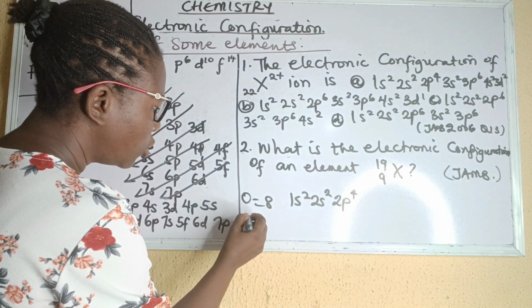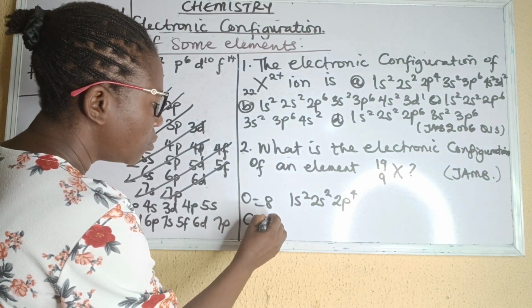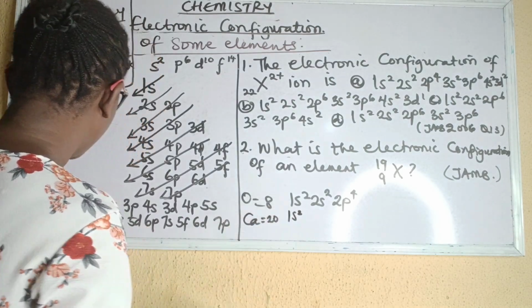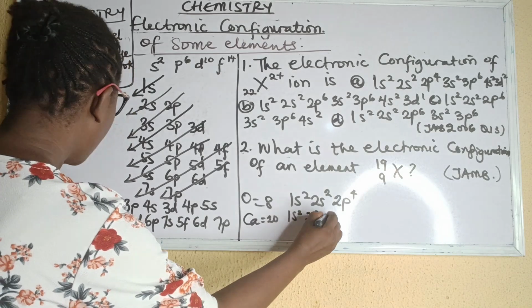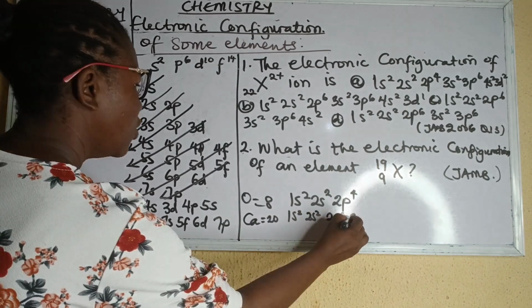To write that of calcium, for instance, calcium, which is 20, we have 1s2 followed by 2s2 followed by 2p6 followed by 3s2.